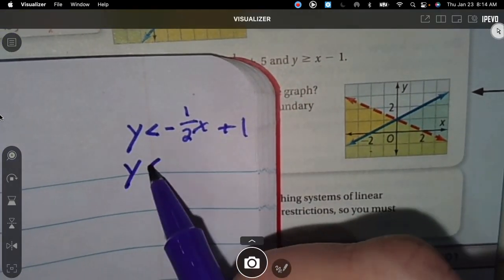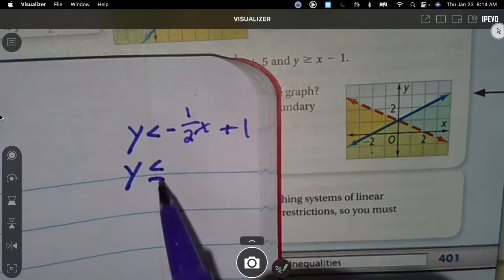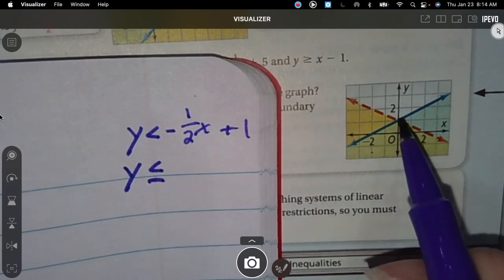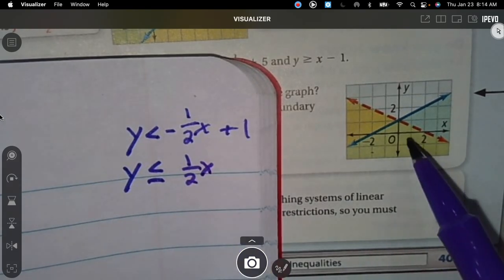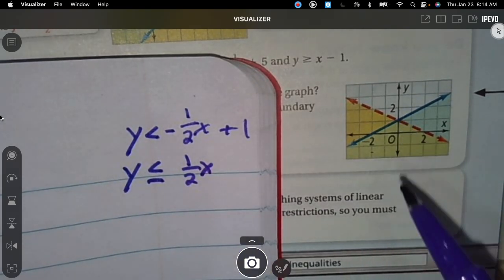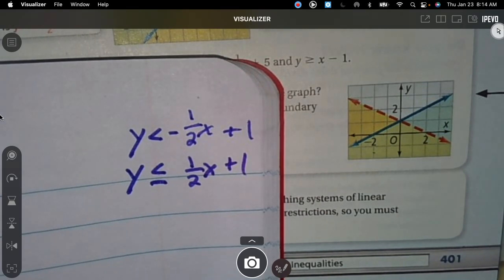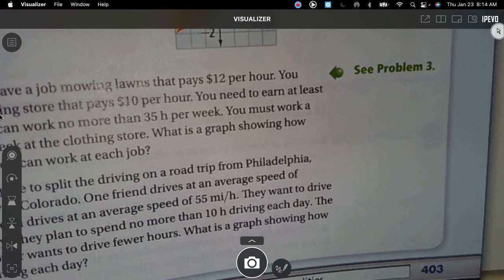Y is less than, it's a solid line. So what else am I going to put? Equal. Less than or equal to. And we said we're going up 1 and over 2 in front of my x. And what's my starting point on this one? -1. Also 1. There's my 2 inequalities. Are we good with that one? Kinda? Yeah? Okay, because you'll have 2 of those.